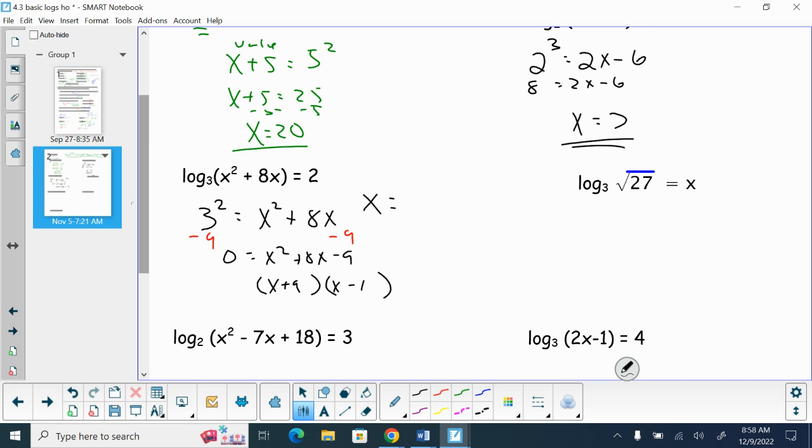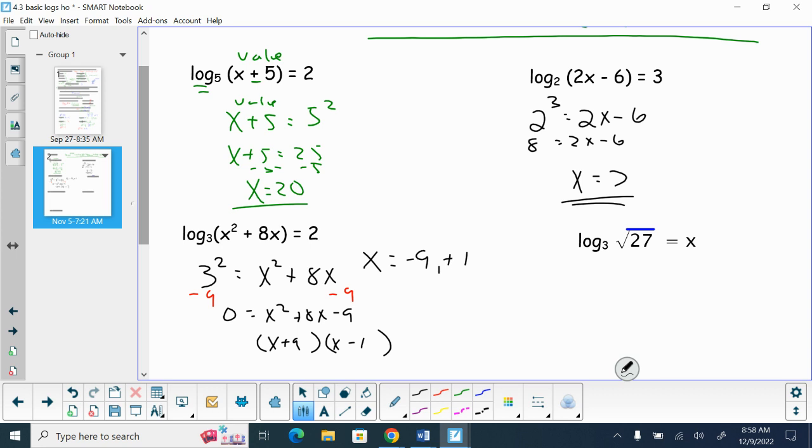Okay, what do you come up with? -9 and +1. Okay, we factored x plus 9, x minus 1. Now what we need to make sure we check, we should have checked the first ones up here. We need to make sure that when I put my values in, I don't get a negative value there.